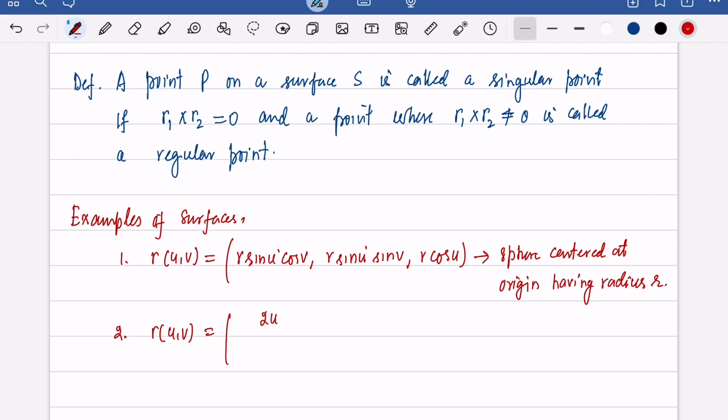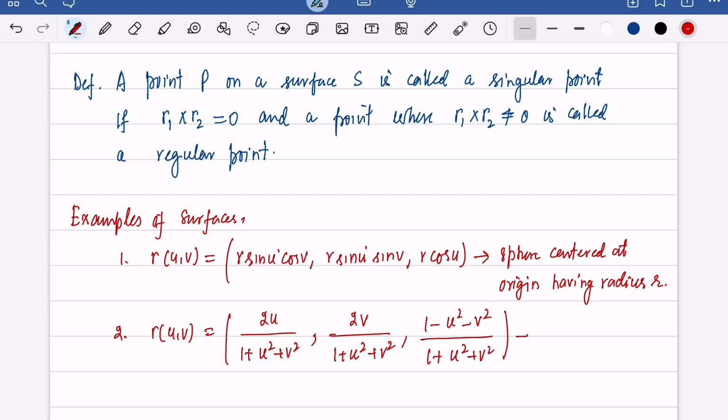This is 2u divided by 1 plus u square plus v square, the second coordinate is 2v divided by 1 plus u square plus v square, and the third coordinate is 1 minus u square minus v square divided by 1 plus u square plus v square. So this is a unit sphere centered at origin.